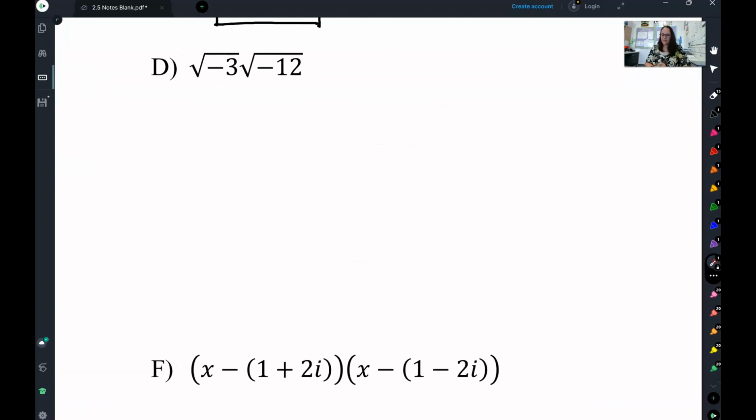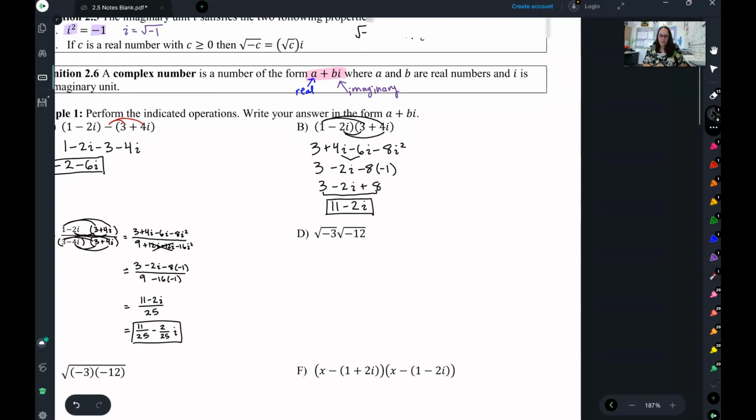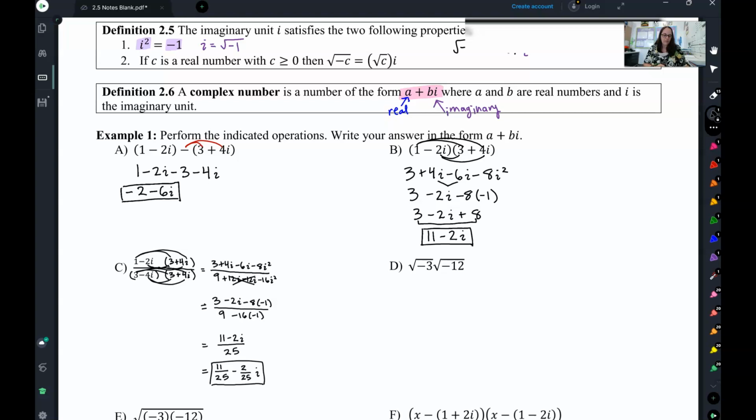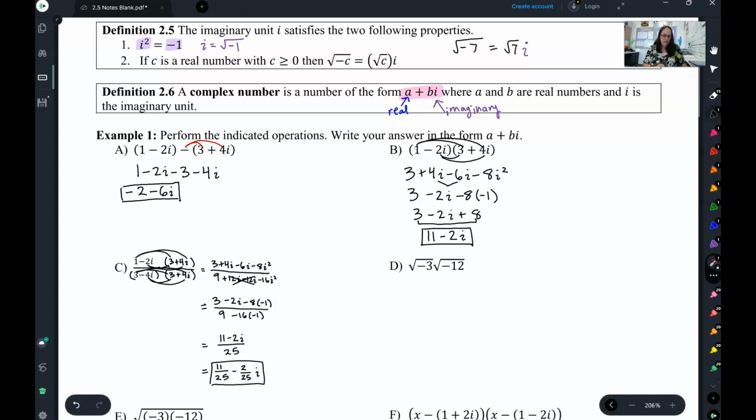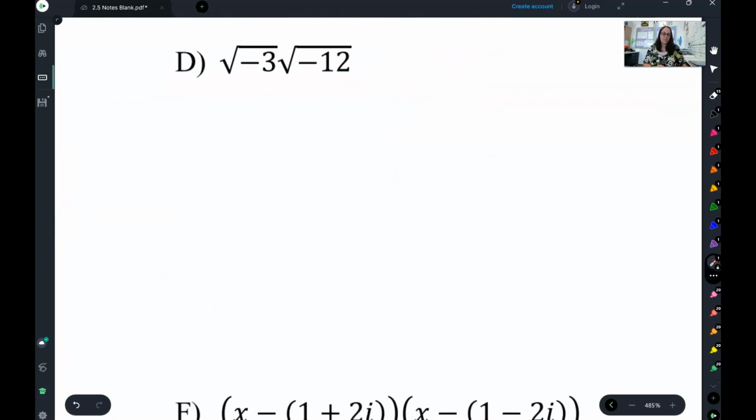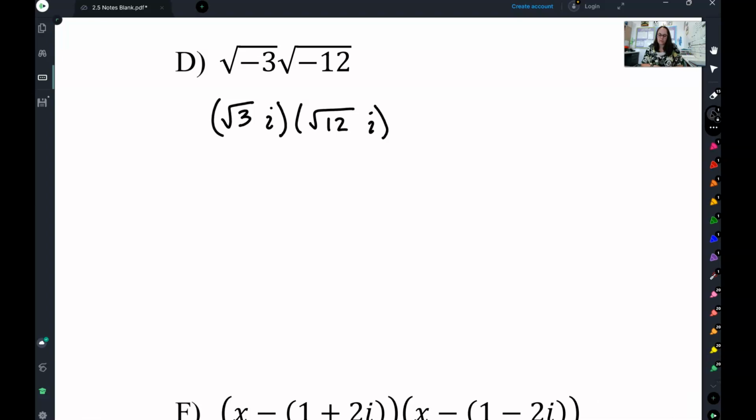Let's go over here to this one. If you remember back up here, when we did the square root of negative 7, we said the square root of negative 7 is square root of 7i. That's what we're going to use right here on D. So square root of negative 3 is the square root of 3i, times the square root of negative 12, which is the square root of 12i. So square root of 3 times square root of 12 is square root of 36.